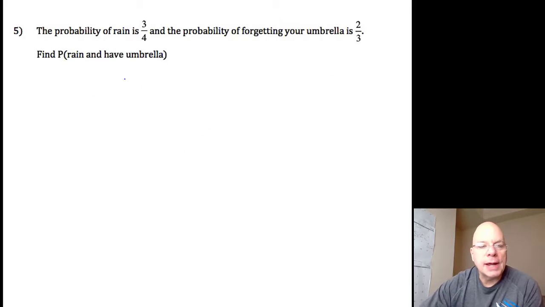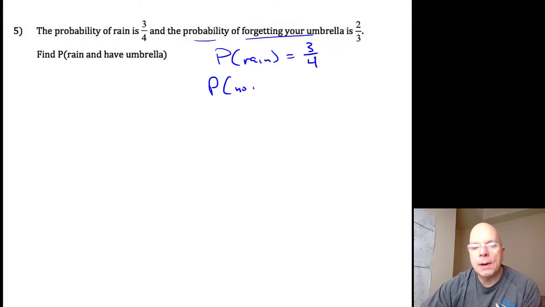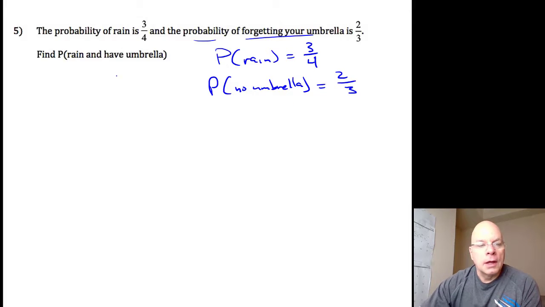The probability of rain, probability that it will rain, is 3/4. Where would that be? Seattle or someplace like that. And the probability of forgetting your umbrella, probability of no umbrella, is 2/3. Find the probability of rain and having your umbrella.